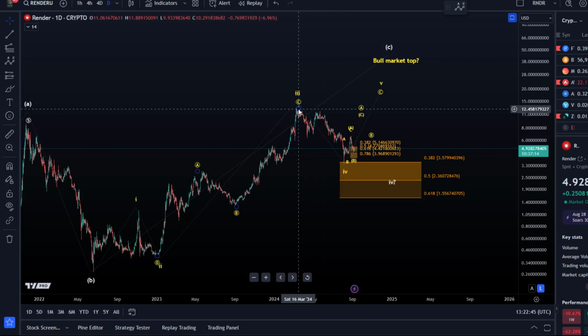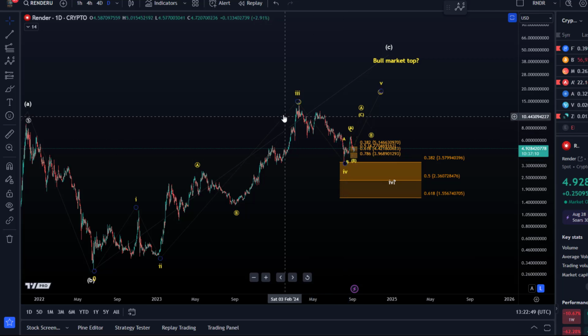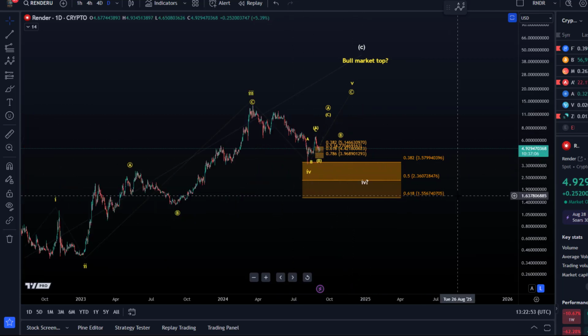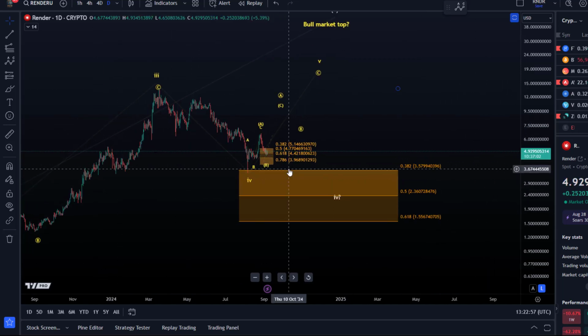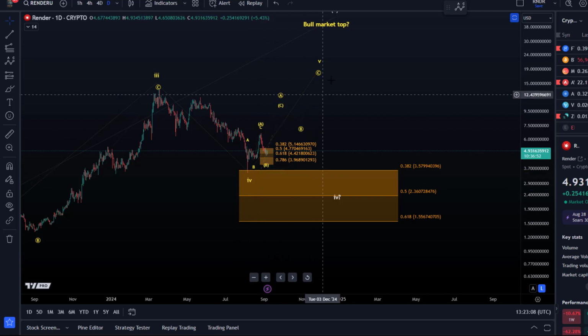We've had a pullback that started in March. Obviously, this correction, you see it everywhere in the crypto sector. The market at the time topped around $14. We're now at around $5. Strong correction. But we've really only reached, based on this wave count, the 38.2 retracement, which is an ideal target for a fourth wave.